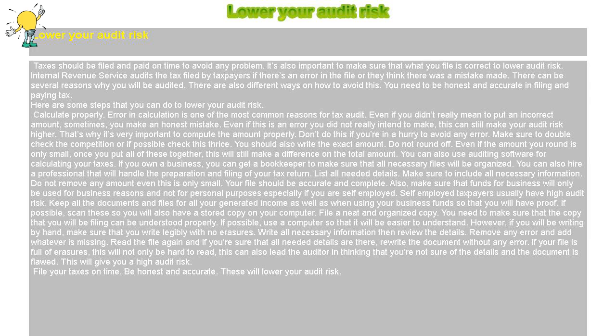File your taxes on time. Be honest and accurate. These will lower your audit risk.